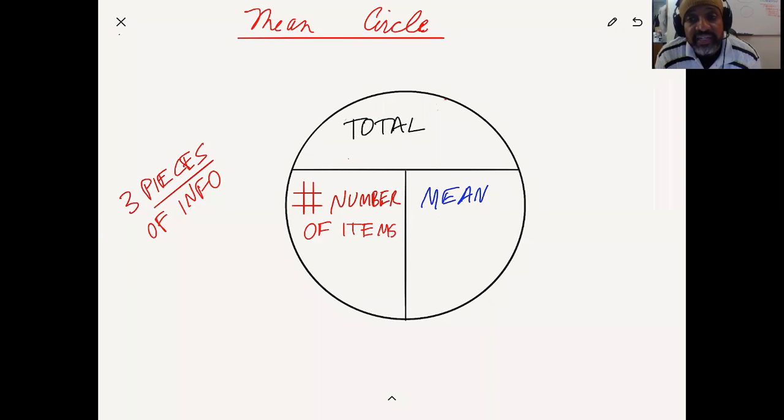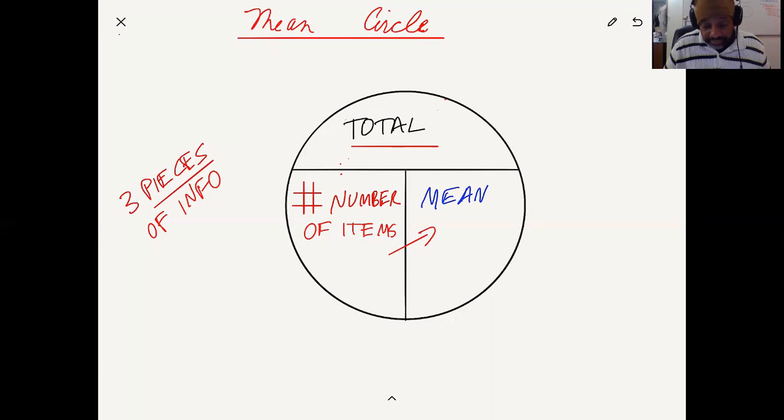What I want to focus on is the second assignment, which is finding the missing value when you know the mean. So I wanted to start by introducing what I call the mean circle or average circle. And basically what this represents is, in order to find the mean, generally you have to find the total of all your items, and then you divide by the number of items and it gives you the mean, right?